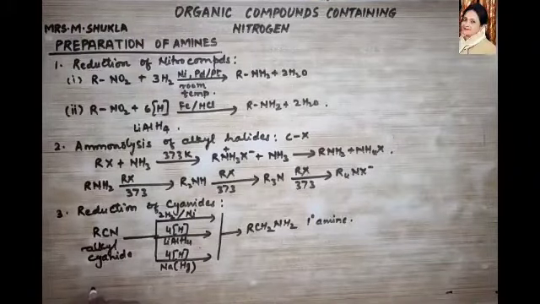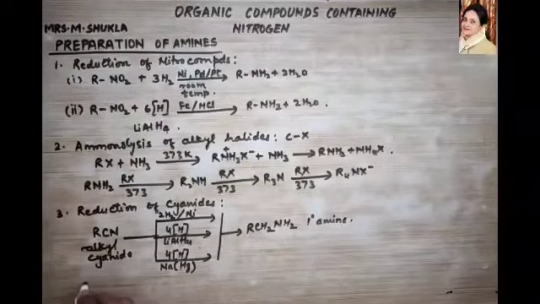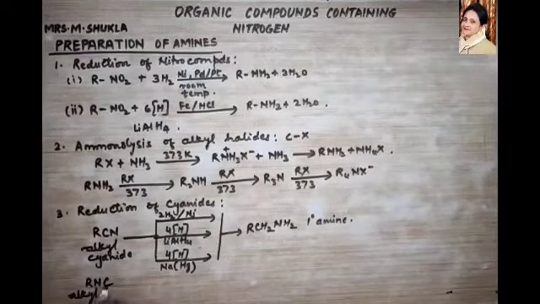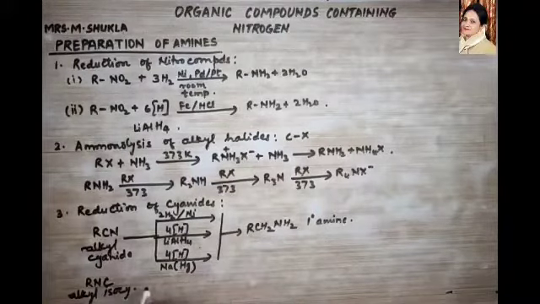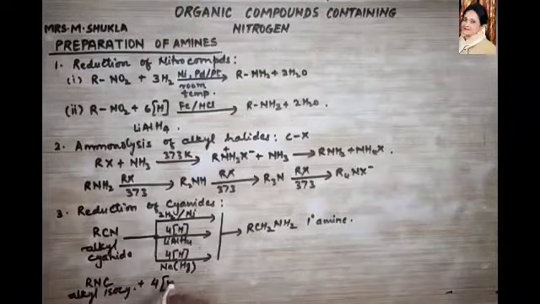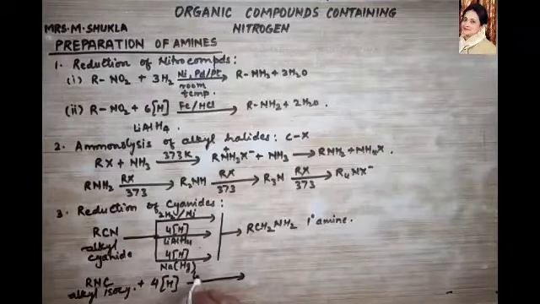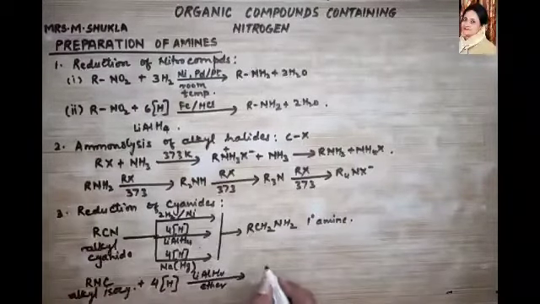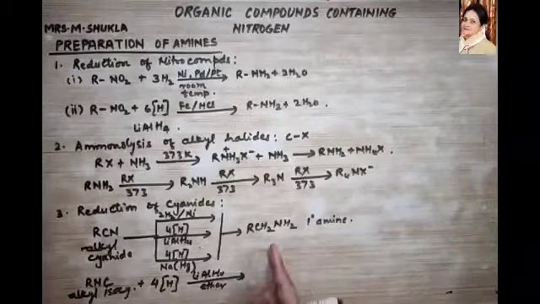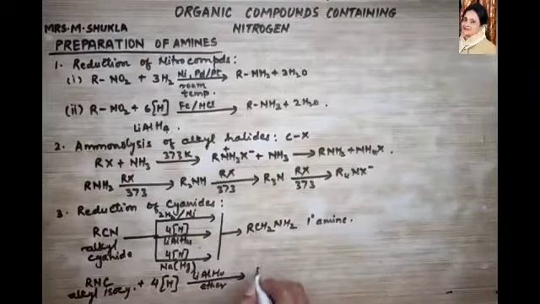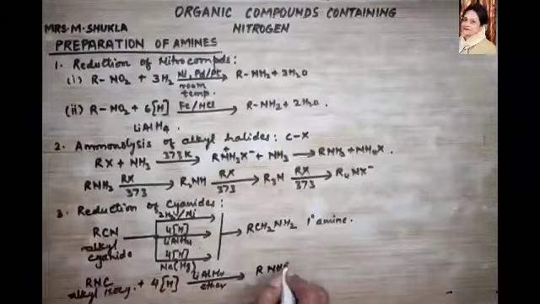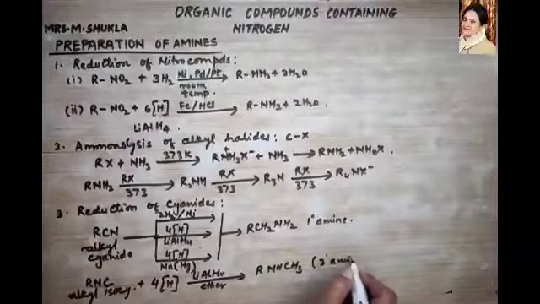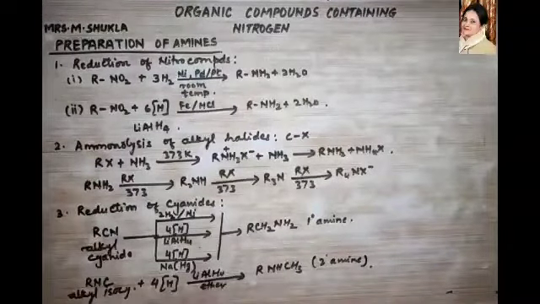Then even your isocyanide, alkyl isocyanide, that is RNC. What is this? This is your alkyl isocyanide. When this is reduced in the presence of lithium aluminium hydride and ether, it is also going to give you amine, but not the primary amine. It is going to give you secondary amine, that is RNHCH3, and this is your secondary amine. I hope till here all the reduction is clear.